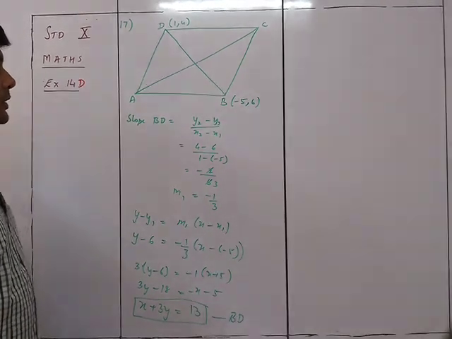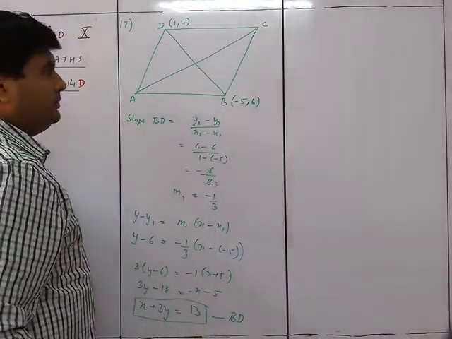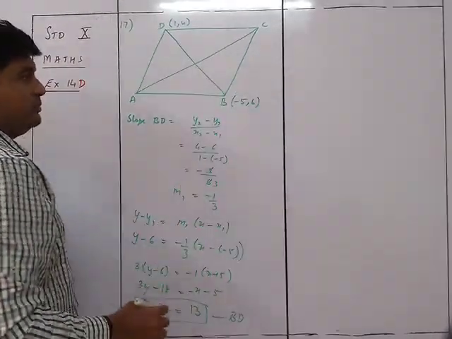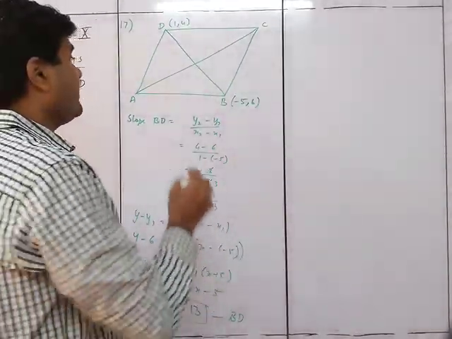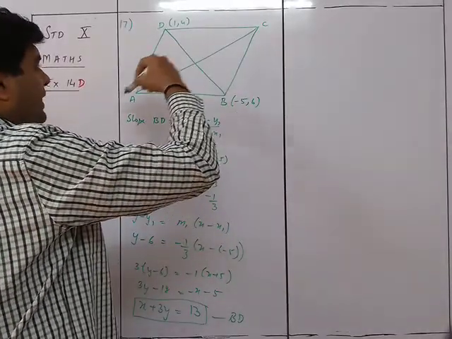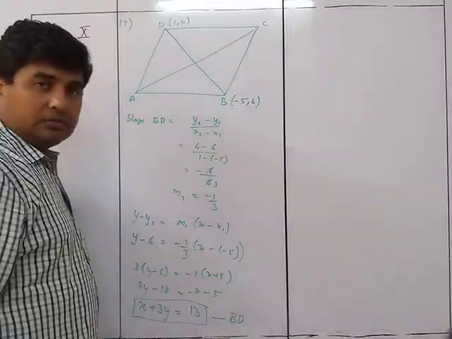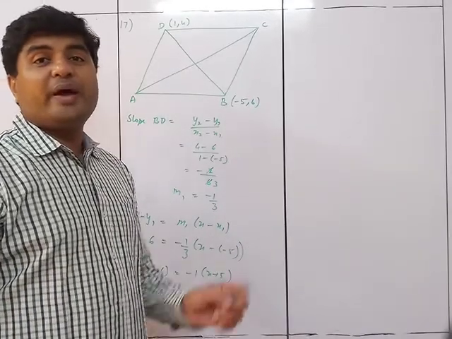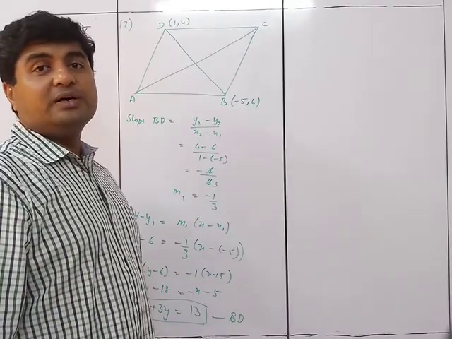Okay. We got the equation BD. That is very easy, not a problem. But we want the equation AC, where I don't know A, I don't know C, I don't know the slope, I don't know anything at all. So this is where we are going to use the properties of the rhombus.